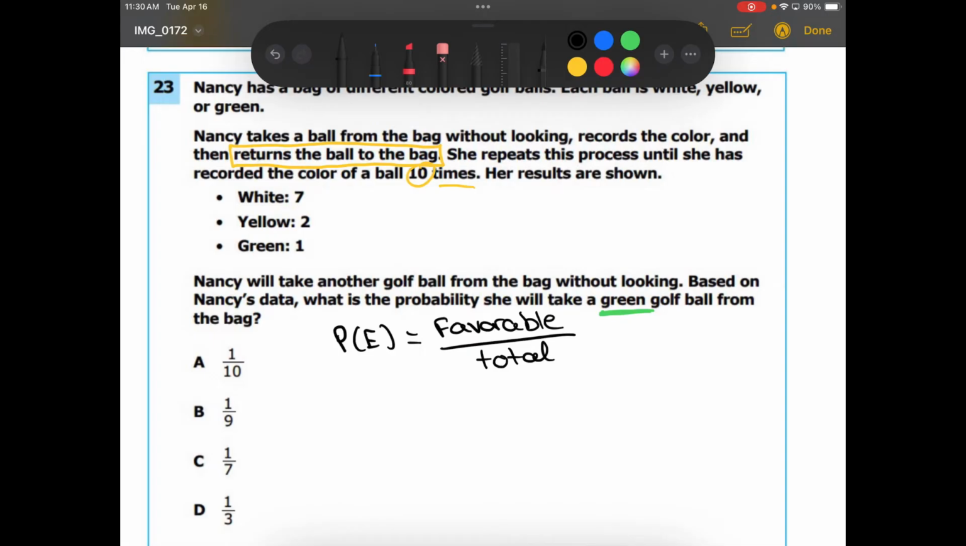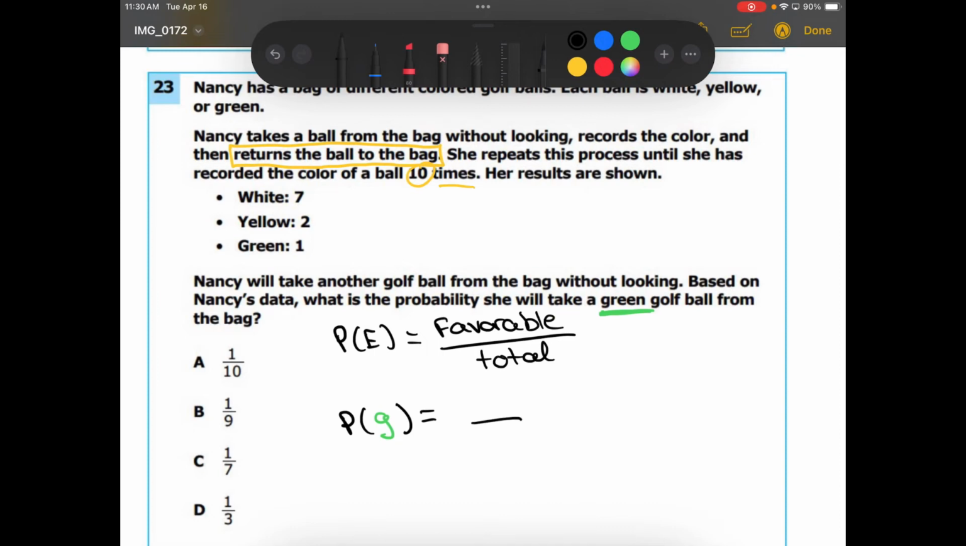Total times the experiment or total amount of items in the bag, depending on what the question is saying. This question is asking us, what is the probability of G? G stands for what? Green. The probability of a green golf ball. So let's write our ratio.